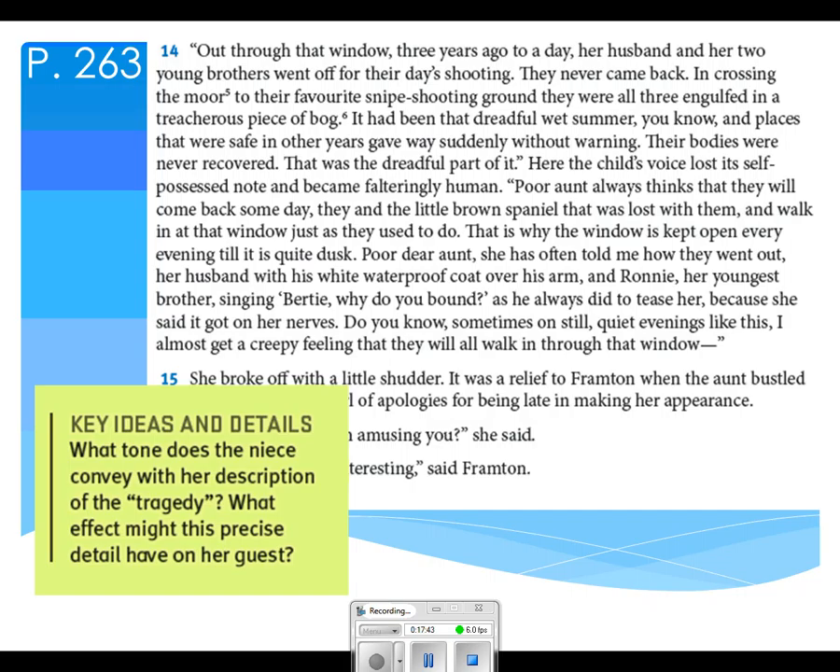Okay, so kind of summarizing what happened here. This girl just revealed to a nervous man that people died on this property. They're gone. And they keep the window open because the aunt thinks, hey, they're going to come walking right back in. How do you think that's going to affect a dude that's nervous? Maybe make him more nervous? Anything else?